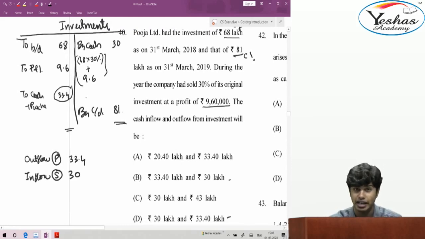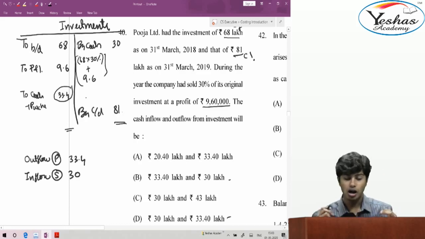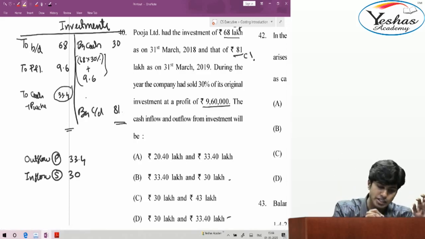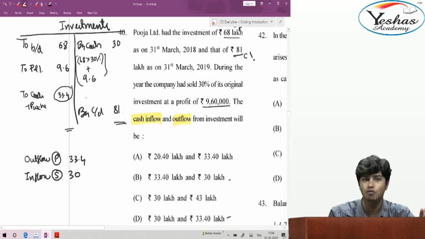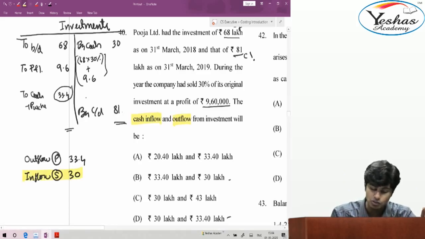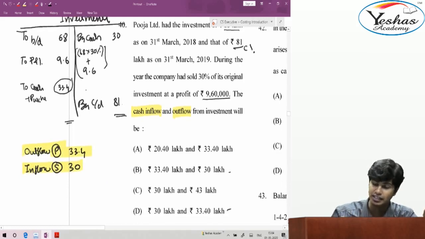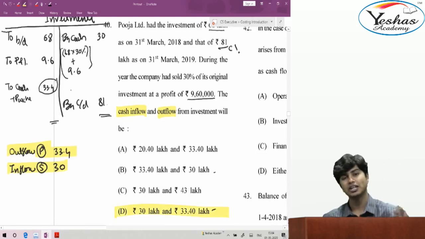So which among these is correct? Can't be both, no? Let's read this part of the question once again as to what exactly they want. They're asking cash inflow first and cash outflow next. So what is inflow? 30. So we should take 30 first and then take 33.4. So the option which has 30 first and then 33.4 next is the answer. So option D is the answer.